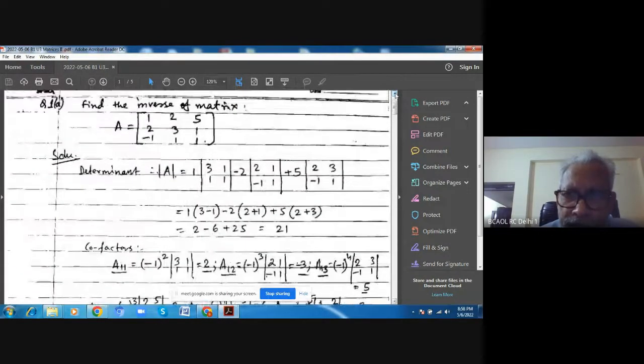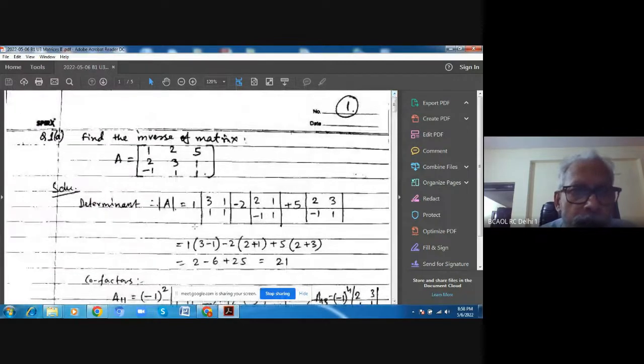First simple thing, I just gave you an example. That is, find the inverse of a matrix. It came in the question paper last time, in the exam paper. First you make the determinant. First element 1, then 3 1 1 2 as per the rule, then -2 second element, minus symbol will come, plus minus, then plus 5. So first you write it in the exam.